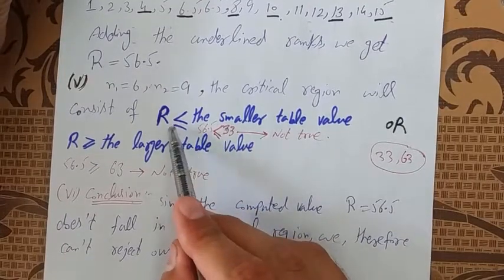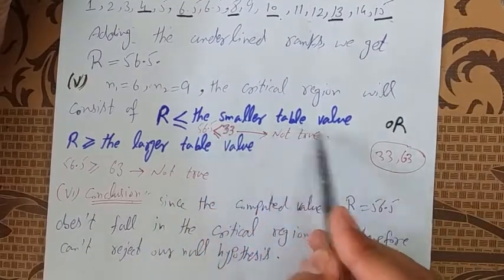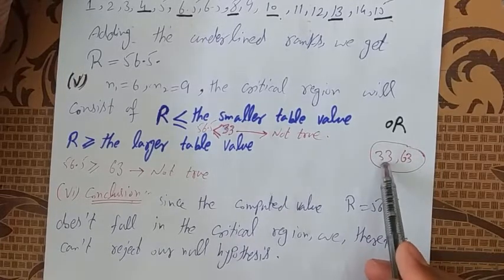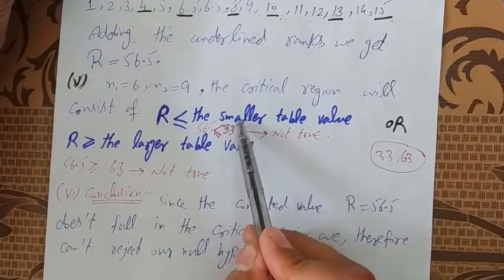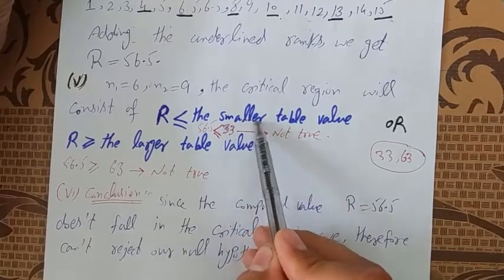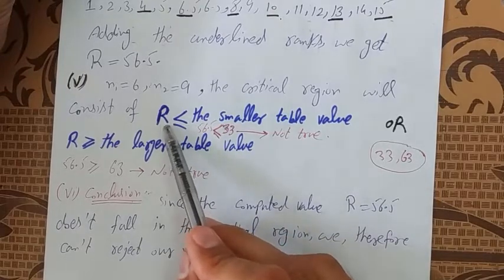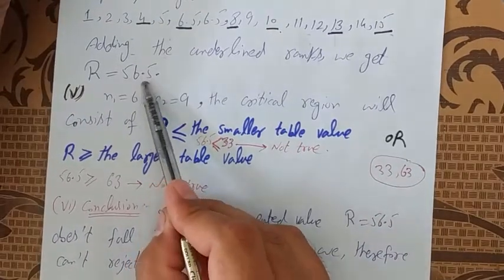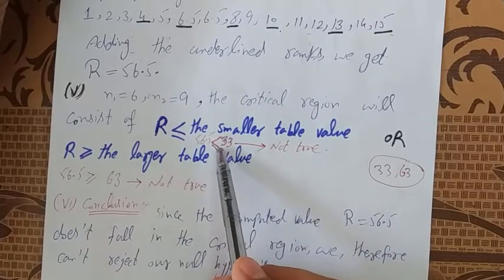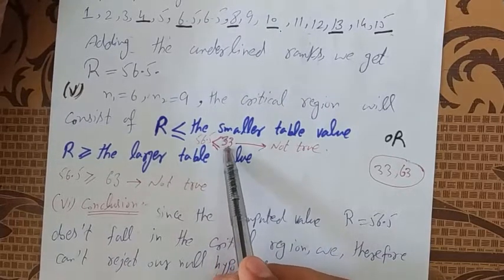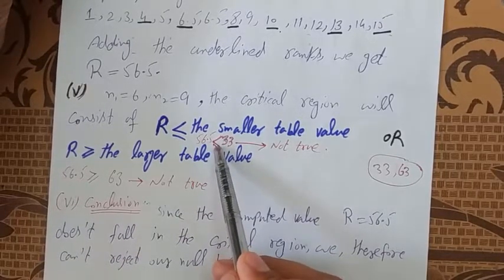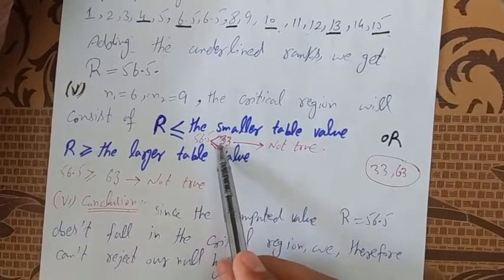Students, for the smaller table value, we check which value is smaller. 33 is smaller, so we write 33 here as the smaller value, and capital R is the computed value, 56.5. Students, check this: is 33 greater than or equal to 56.5? Is this true or not? Not true. This is wrong.